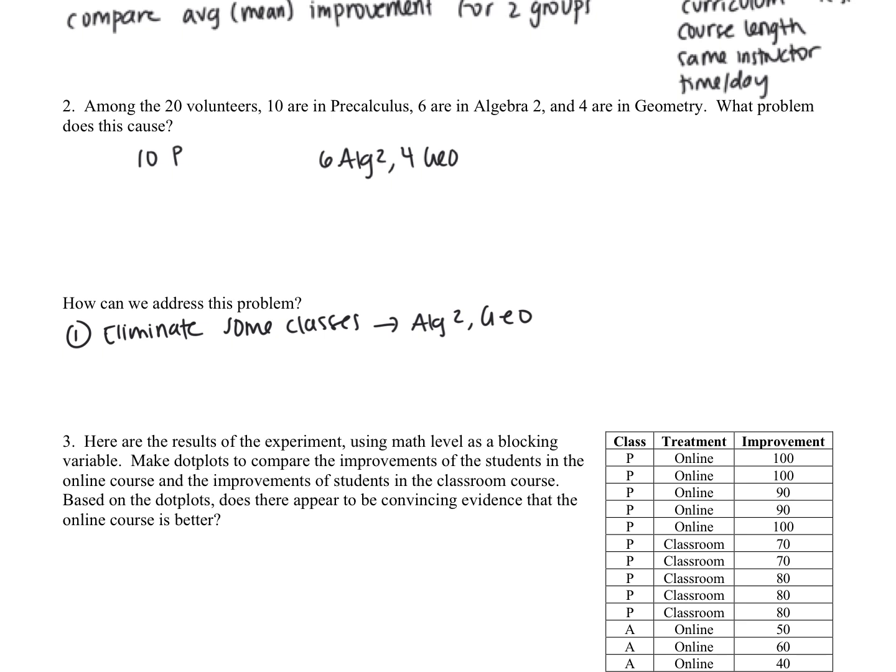I don't know. What we're going to talk about before we take our break, so this is like another page, but we'll go through it quickly, is something called blocking. So that's what we're going to talk about next. Blocking is a way to deal with confounding variables.